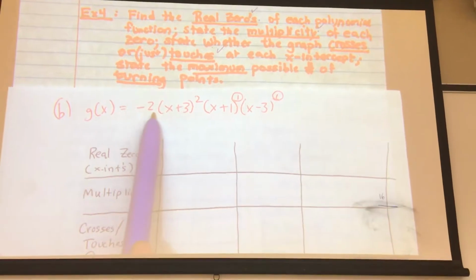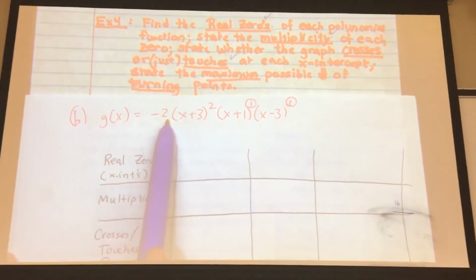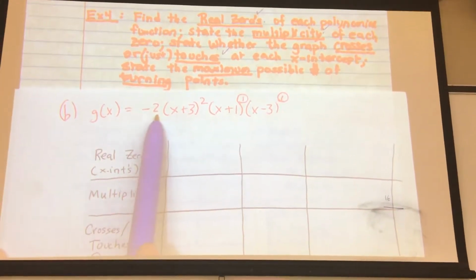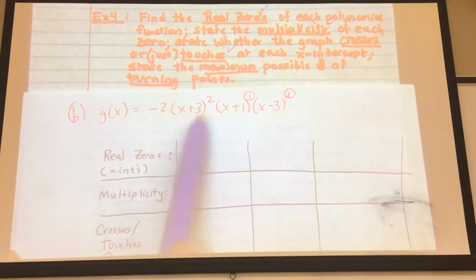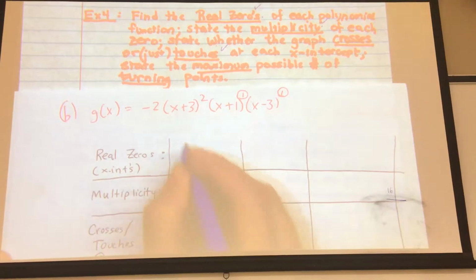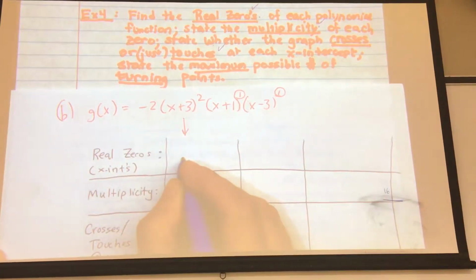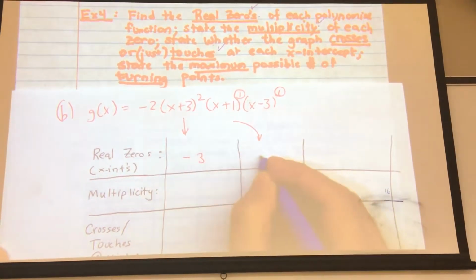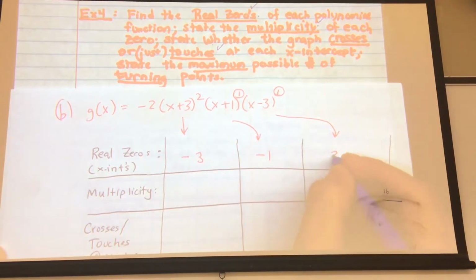So be careful if there's ever an x in front that you include it in your degree as well, and your x-intercept discussion. But in this case, it's just coming from these 3 x-intercepts, isn't it? These 3 factors produce these 3 x-intercepts. So what are your x-intercepts? Negative 1 and positive 3.